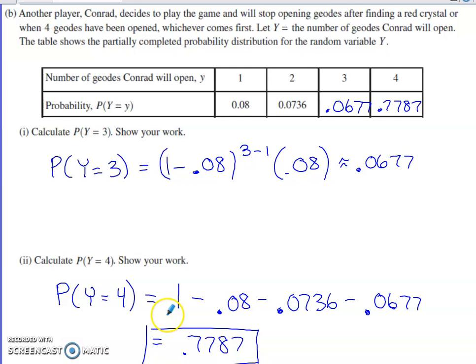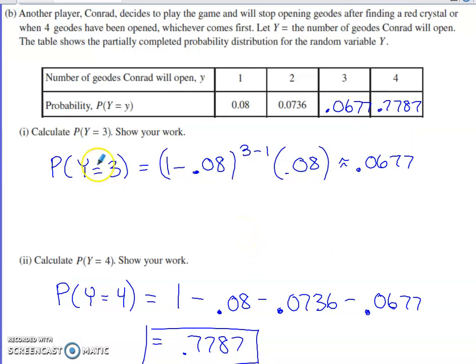to do. Part B says we've got another player, Conrad, and he's going to play the game and will stop opening geodes after finding a red crystal or after he's opened 4 geodes. So Y is going to be the number of geodes Conrad's going to open, and the table that we have access to shows the partially completed probability distribution for random variable Y. So obviously these values I have filled in based on some of the calculations that we are about to discuss.